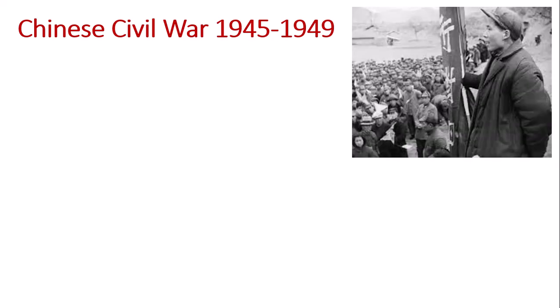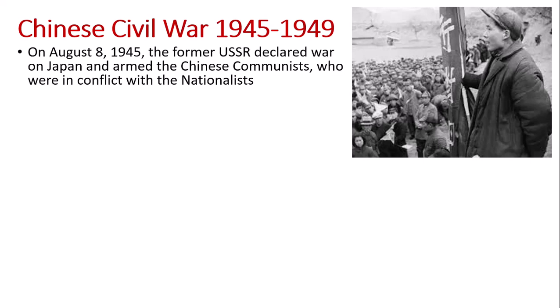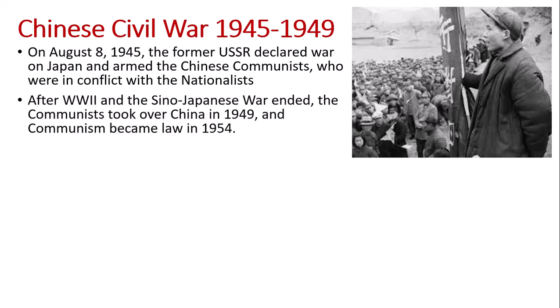After this point, we have the Chinese Civil War, which takes place from 1945 to 1949. And here is a picture of a person in the Chinese Communist Party trying to rally people together. So in 1945, the USSR, at that point in time, declared war on Japan and armed the Chinese communists who were in conflict with the nationalists. So a little bit of Russian interference, supposedly to get the Japanese out of the country, but really, in addition, to help the Chinese communists who had been infighting and really starting this civil war.